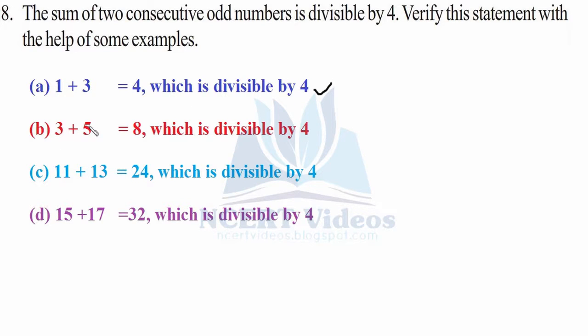3 plus 5 gives you 8, which is divisible by 4. And 11 and 13 are again two consecutive odd numbers, giving you 24 as a sum, divisible by 4. Last one, 15 plus 17 gives you 32, which are again two consecutive odd numbers, and the sum is divisible by 4. So these were some examples. So this was your question 8.